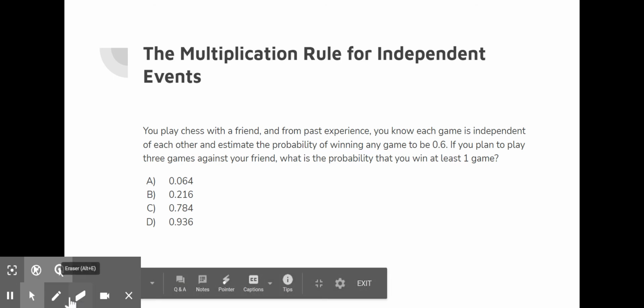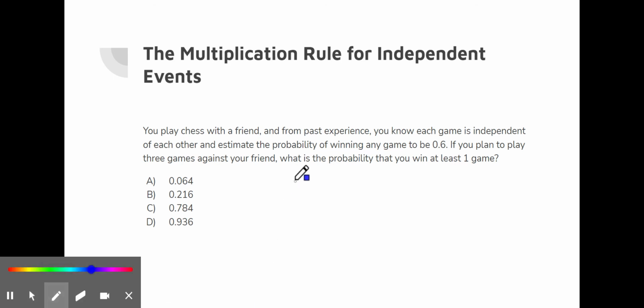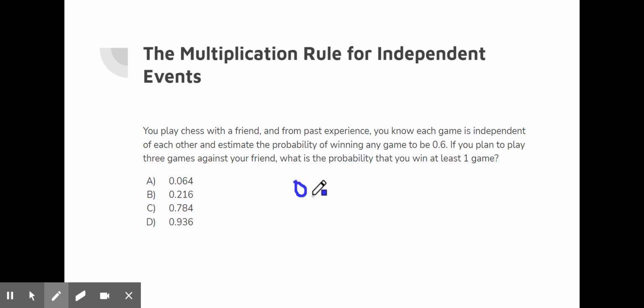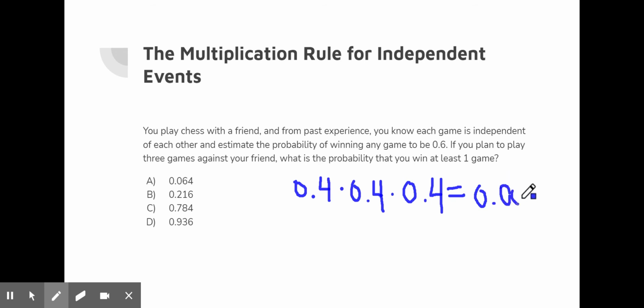to do this, what is easier is if you figure out the probability of losing all 3 games. So that would be 0.4 times 0.4 times 0.4. Okay, and that's 0.064. Okay, so this is the probability of losing all 3 games. So probability of L, L, L.